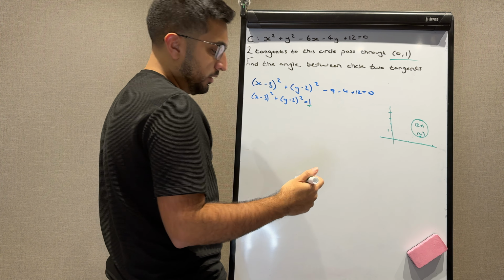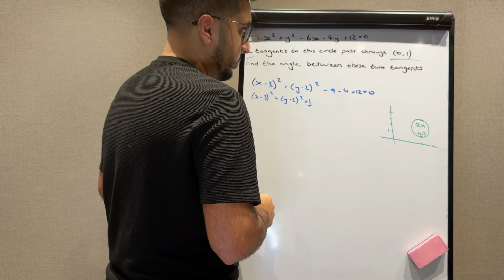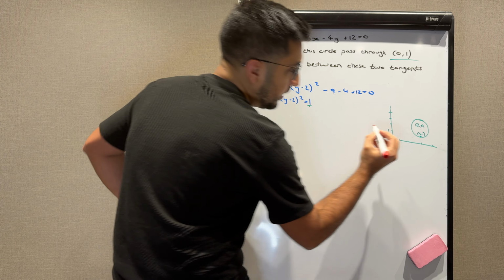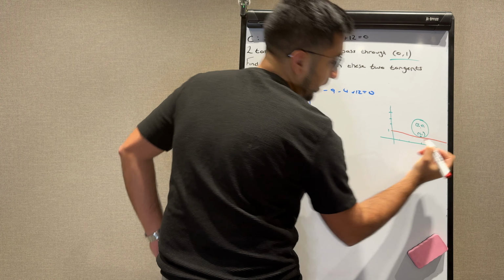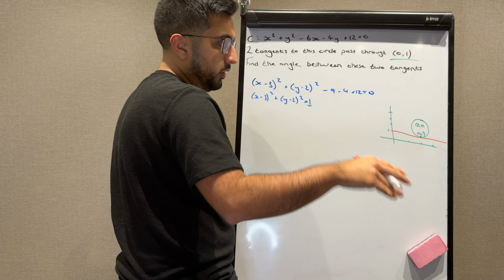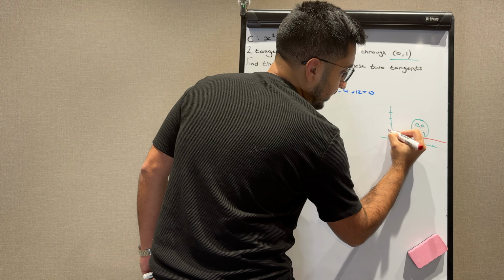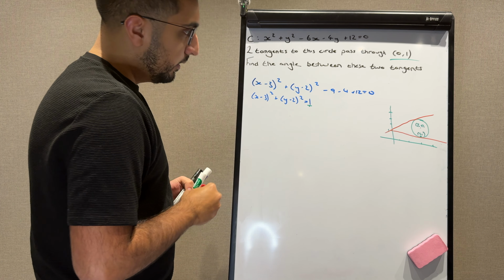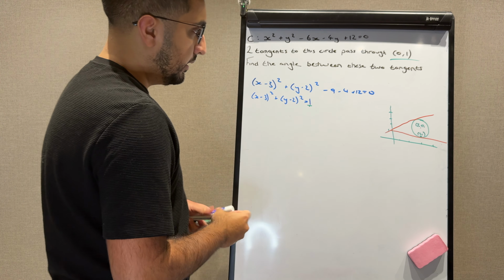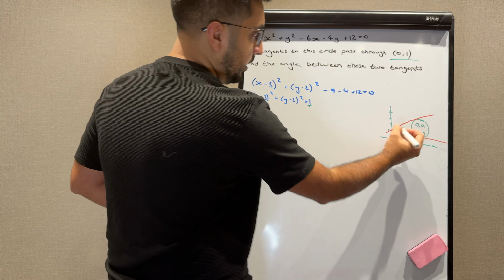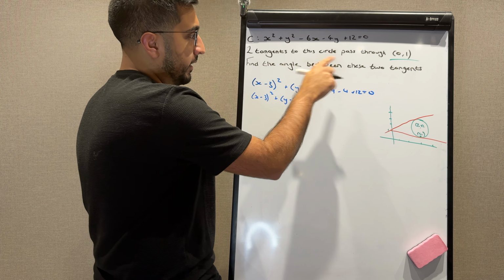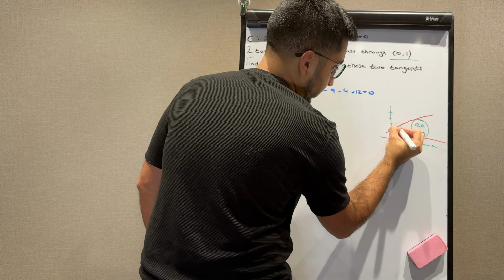There are two tangents to this circle. One of the tangents is going to be right there, a horizontal line, y equals 1. And the second tangent will be something like that. So now let's think about it. We want to find the angle between these two tangents, which is this angle here.